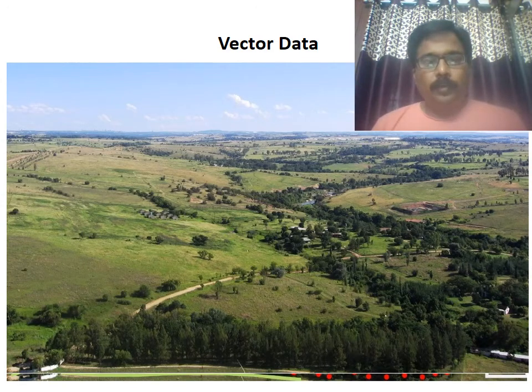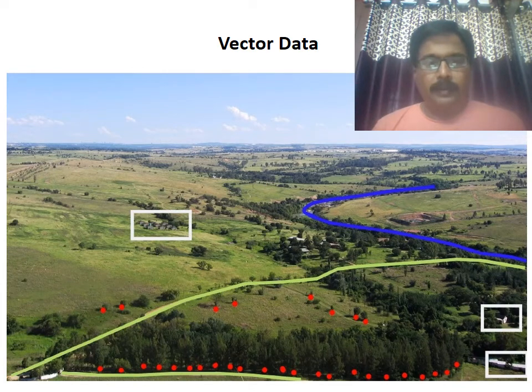So basically, if you look at a real-time feature like this, this is how the vector data will look. The blue line represents the line data, all the red dots indicate the point data, and the white indicates the polygon data. So this is about the vector data.